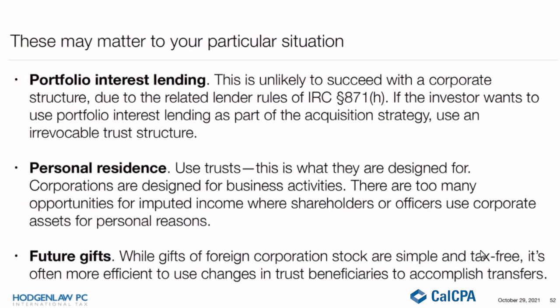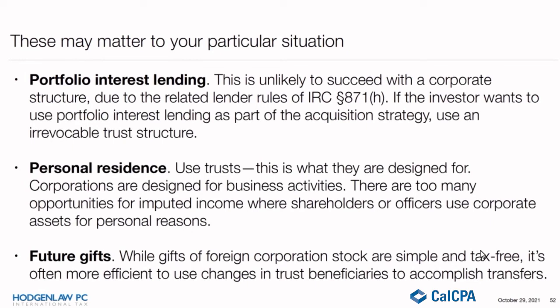I personally think sooner or later the government's going to get around to stuff like that. Anyway, long-term, use a trust. Finally, future gifts. People may want to move assets around. It's really easy and tax-free to make a gift of foreign corporation stock, even if the foreign corporation has US real estate directly or indirectly owned underneath it, and it's a tax-free event from the US gift tax point of view. But my experience is there's a lot more nuance and possibility if you have a trust and you can change the beneficiaries, or change the beneficiaries' percentages, or do stuff like that. And so long term, I prefer a trust just because it gives you more flexibility.